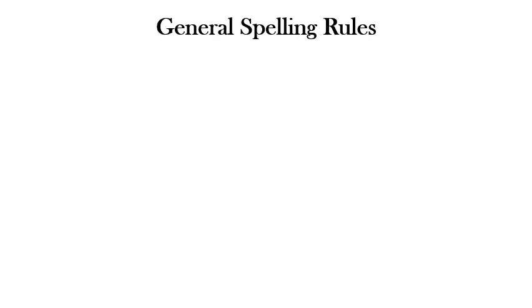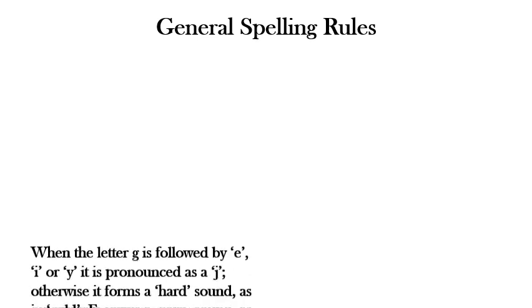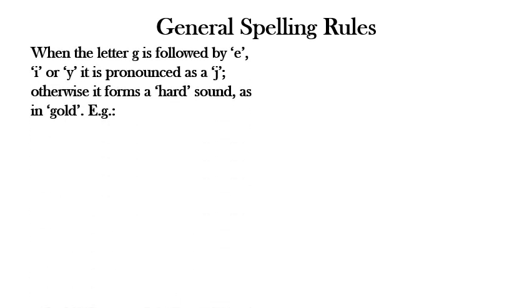Now, here we go. Some more general spelling rules. Now, when the letter G is followed by E, I, or Y, it is pronounced as a J. Otherwise, it forms a hard sound as in gold, G. All right, let's just take a look at a few examples of this now. The examples speak far more than the rules do. Okay, here you have G-E, gentle, G-I, giant, G-Y, gymnastic.